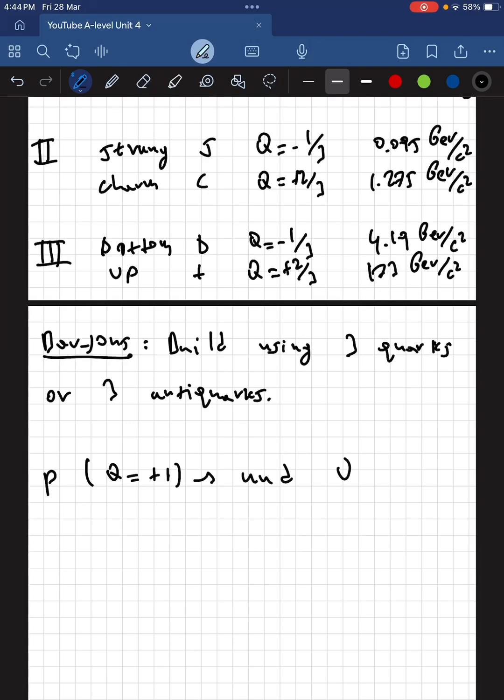UUD. Okay, so the charge is 1. Now I'm going to introduce new numbers. The baryon number of the proton is 1. The lepton number is 0. And the strangeness is 0.